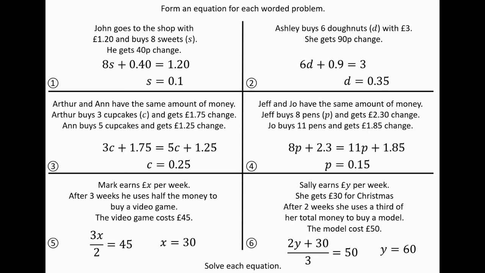All right. Remember, always you have to define what the variable is. Okay, so you have to say let S. So for question 1, let S be 1 sweet, for example, or let sweets be equal to S. So that's what defining a variable is.